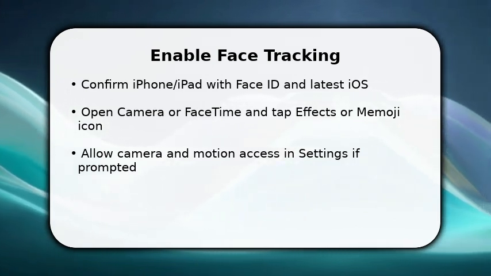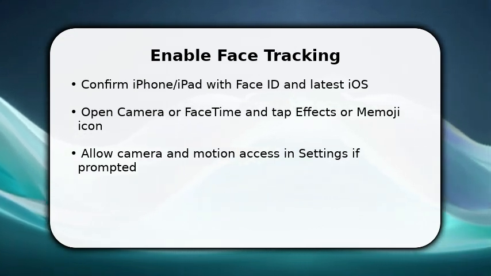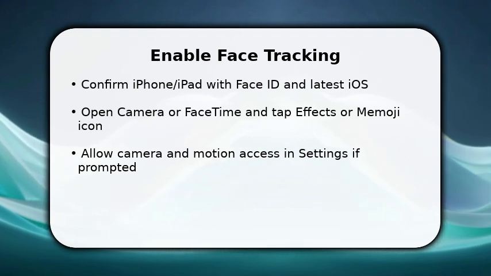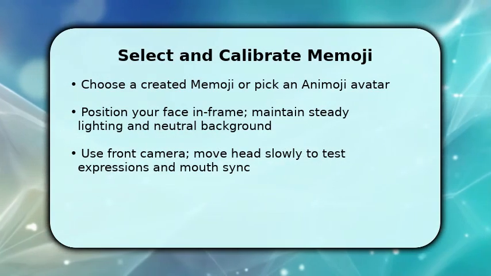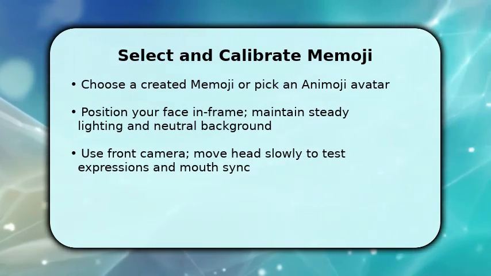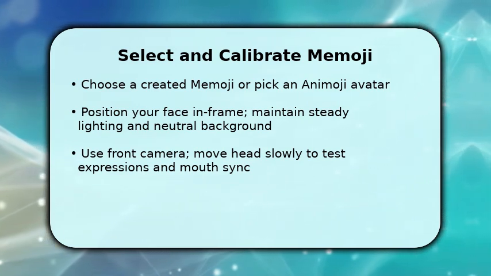Tap New Memoji and customize skin, hair, and expressions so the avatar matches your movements accurately. Now select the Memoji you'll use and calibrate it for accuracy. You should position your face centered in the front camera and keep steady lighting so the sensors detect contours. This reduces jitter and improves lip sync.